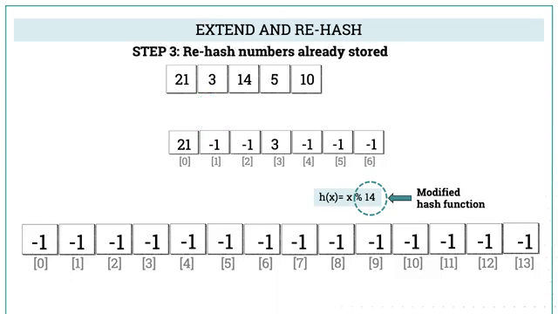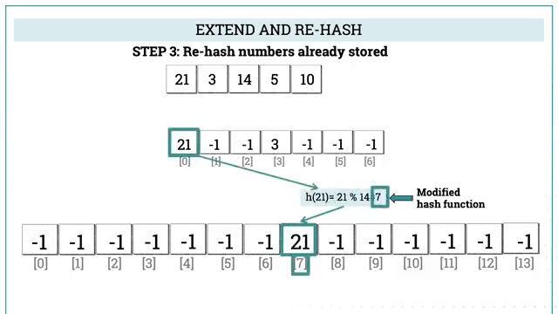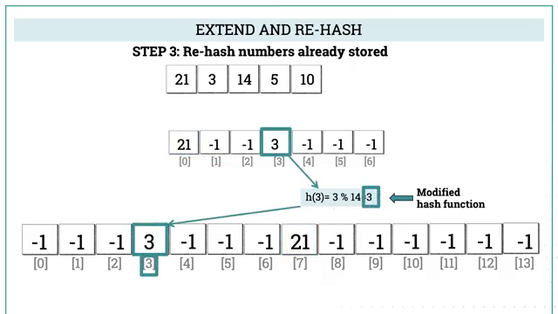Finally, the third step consists of making the content of the new hash table consistent with its new hash function. To do so, we need to rehash the numbers that were already stored in it. This corresponds to the rehash part of the method's name. So, we rehash number 21 to find its correct place in the new hash table, that is, bucket number 7. And we also rehash number 3, which goes to bucket number 3.